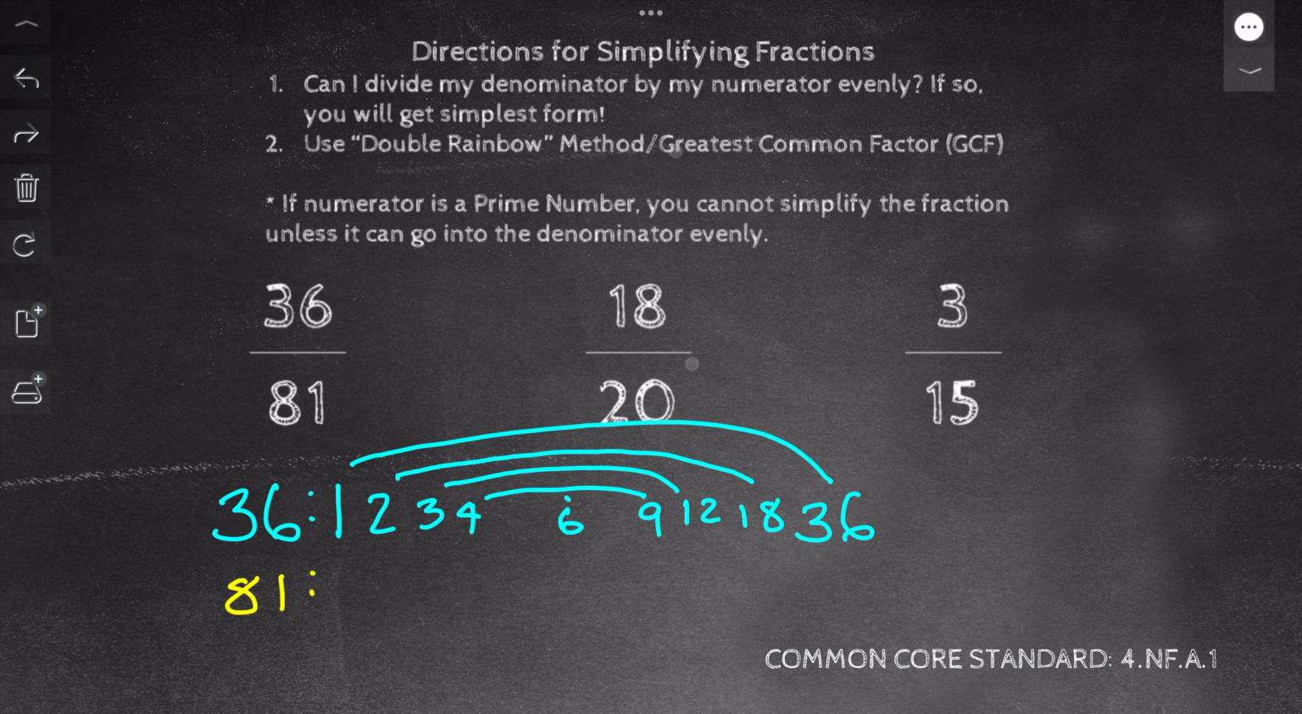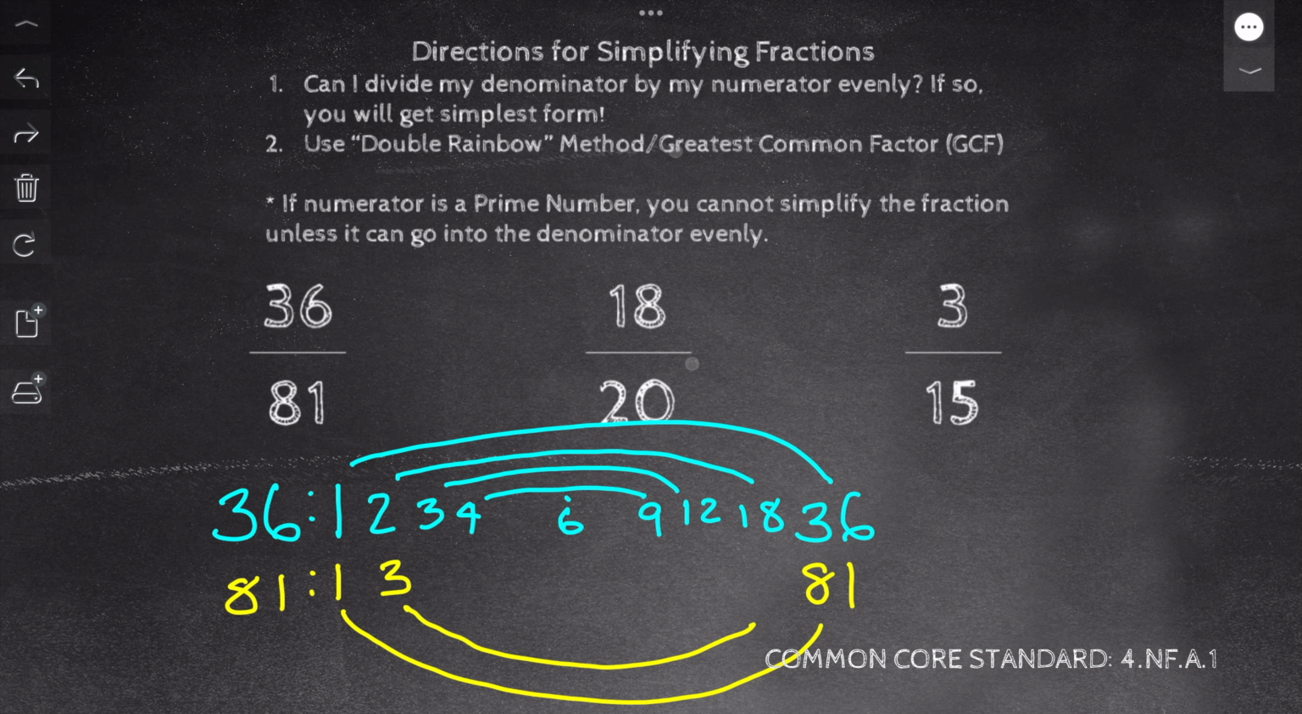My factors for 81 are 1 and 81. 2 is not a factor. 3 is a factor. I know that 3 times 25 equals 75. So I know 3 times 27 equals 81. And finally, I know that 9 times 9 equals 81. And here I put the dot on the bottom. Now it looks like I have a double rainbow.